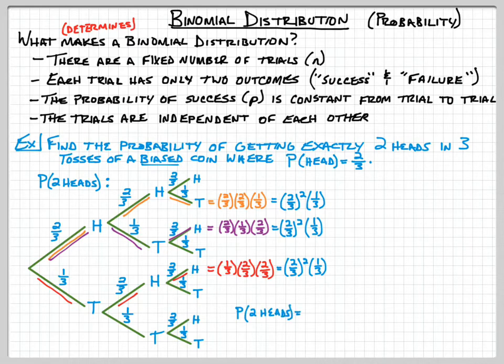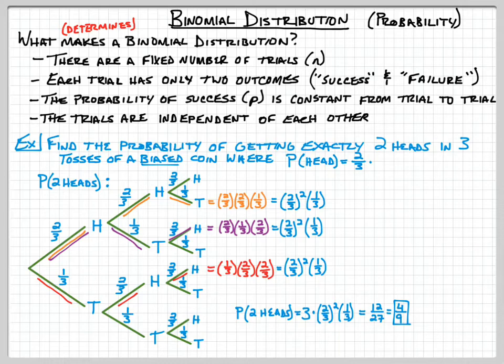So the probability of getting 2 heads is going to be 2/3 squared times 1/3 plus 2/3 squared times 1/3 plus 2/3 squared times 1/3, or 3 times 2/3 squared times 1/3. So if we want to calculate that out, we get 12 out of 27, simplify that down to 4 out of 9, and that's our result for this particular circumstance.